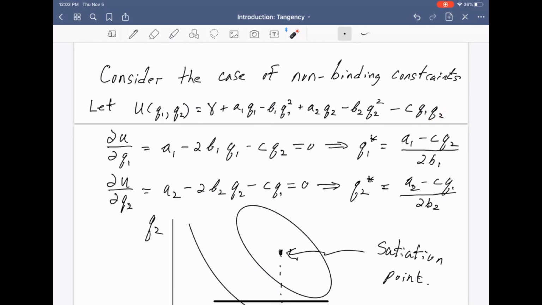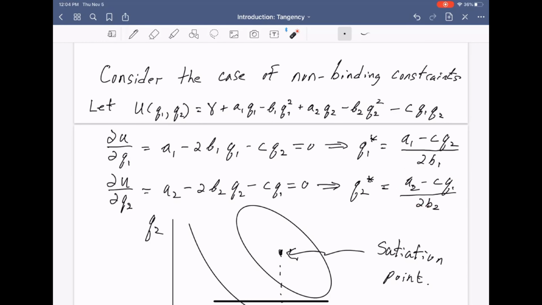Now, if I take the first derivative and set it equal to 0, this is what you learned in Math 208: you can set derivatives equal to 0 to find maximum points. We find that the maximum Q1 is given by A1 minus C Q2 over 2B1. And if there's no interaction between Q1 and Q2, so if C were equal to 0, then this would drop out, and we just have A1 over 2B1. The same thing with Q2: taking the partial derivative and setting it equal to 0 gives us Q2 star, and this is the result here.